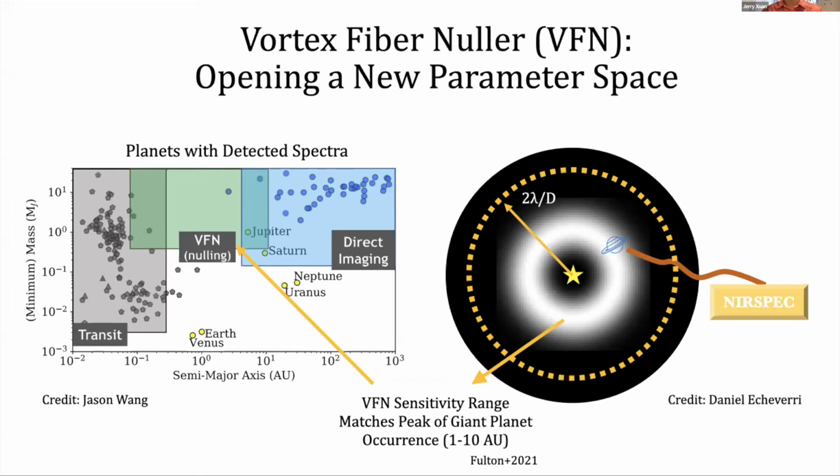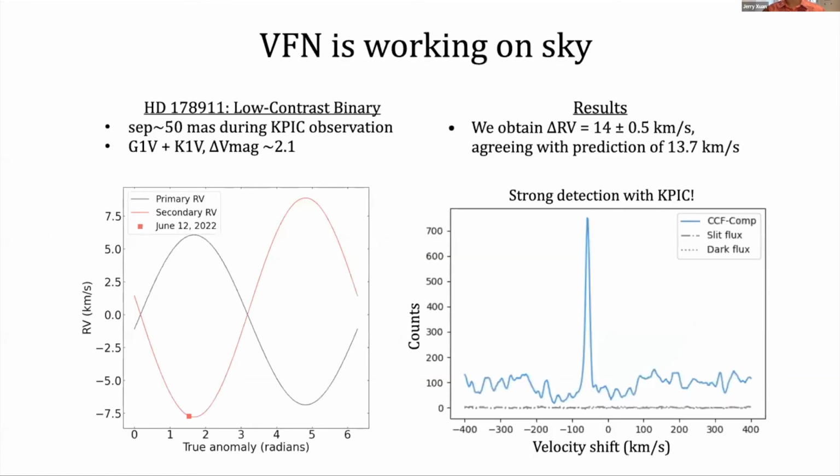And this has already been installed in phase 2, and we've started some preliminary tests of it. So I'm working with Dan on this, who is leading the VFN. A few months ago, we targeted a low contrast binary, which had a separation of about 50 milliarcsecond during our observation. And we were able to strongly detect this companion, as well as find a relative radial velocity between the primary star and the secondary star that agrees with its well-known orbit.